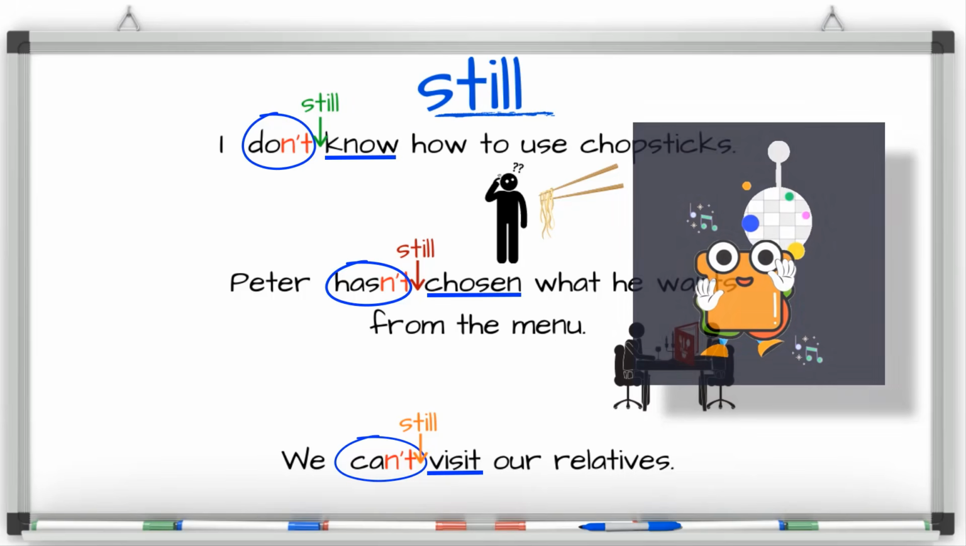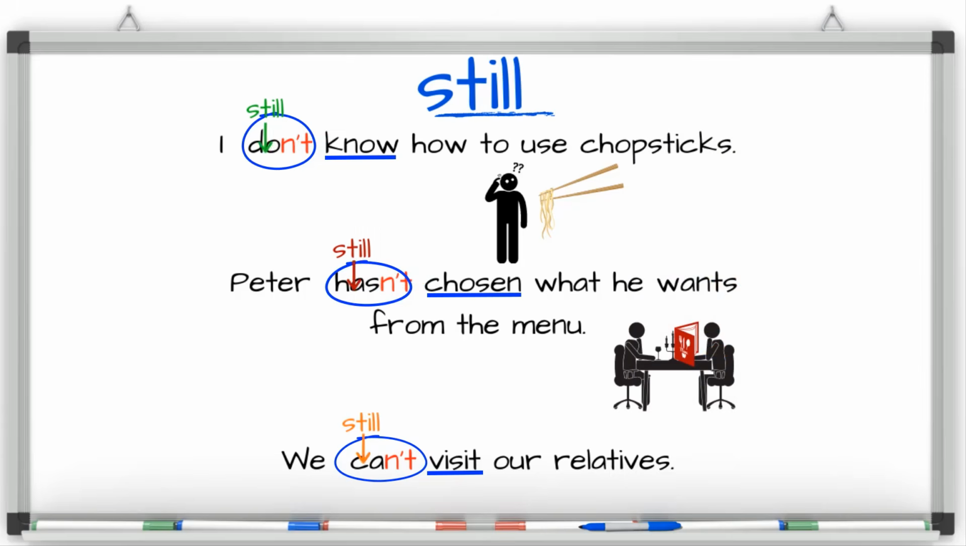No, sorry. In the negative, put still before the auxiliaries. I still don't know how to use chopsticks. Peter still hasn't chosen what he wants from the menu. We still can't visit our relatives. So lots of information here, but we are going to look at these positions again in the lesson, and learning them now will make later on much easier.